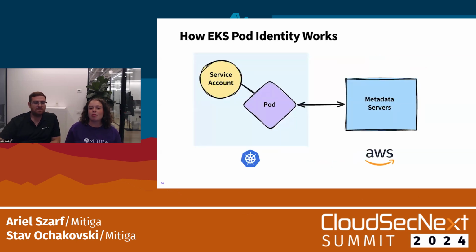This is a short diagram explaining how pod identity works. We have a pod that is connected to a service account on the Kubernetes cluster. The service account generates a token. Whenever the pod needs to access the third-party service on the cloud provider side, such as S3 bucket, it sends the token to AWS's metadata servers for validation.